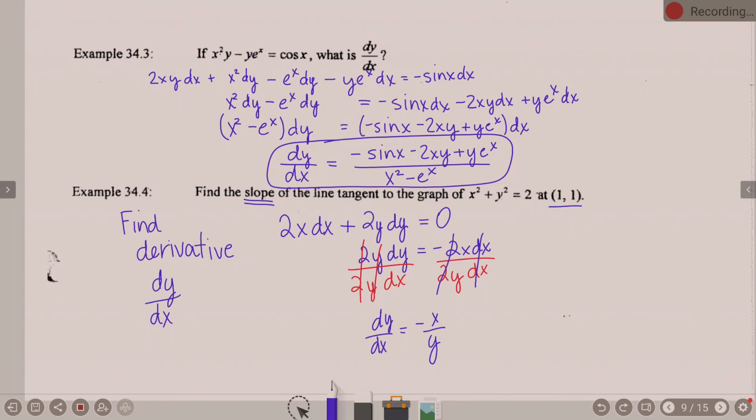We were specifically asked for the point 1, 1, which in an ordered pair, we know these are x and y. So we're going to evaluate dy/dx, which is negative x over y, which is negative 1 over 1, which is negative 1. That's because we plugged in our values there. I feel like this period's going super fast or I'm going super slow, and I'm not sure which it is. There's just a lot of work, I guess.